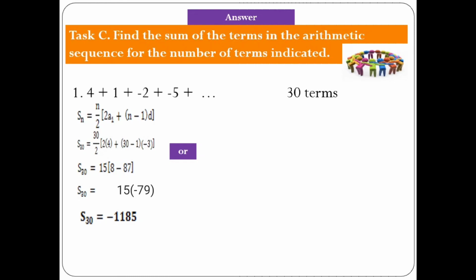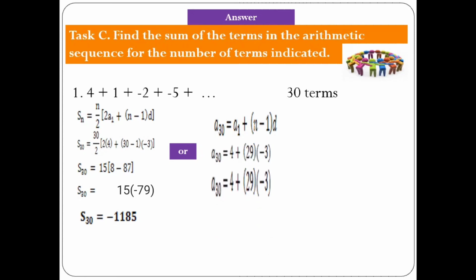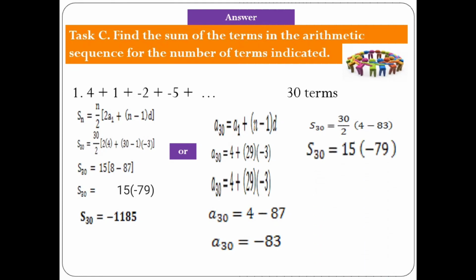Since the other formula is S of n is equal to n over 2 times the quantity of the first term plus the last term, we will get the last term first. So the last term will be negative 83. We have 30 over 2 times 4, which is the first term, plus the last term, which is equal to negative 83. So we have 30 over 2 is 15, while 4 minus 83 is negative 79. So S of 30 is equal to negative 1,185.